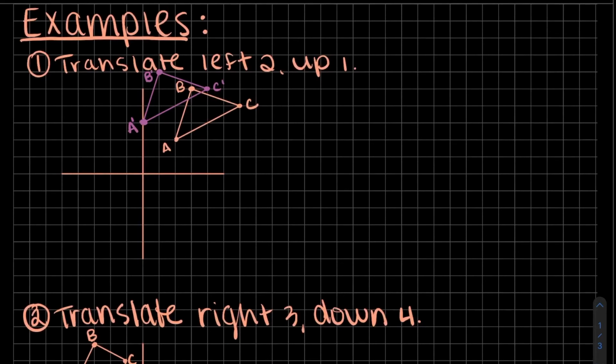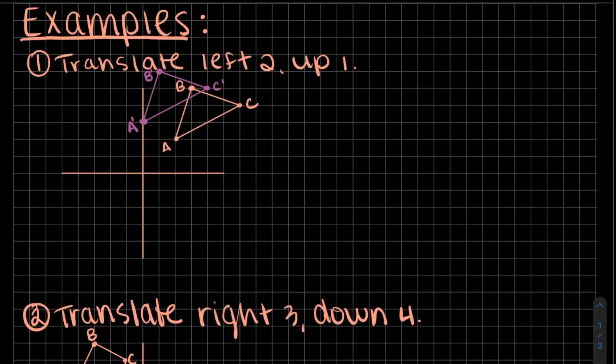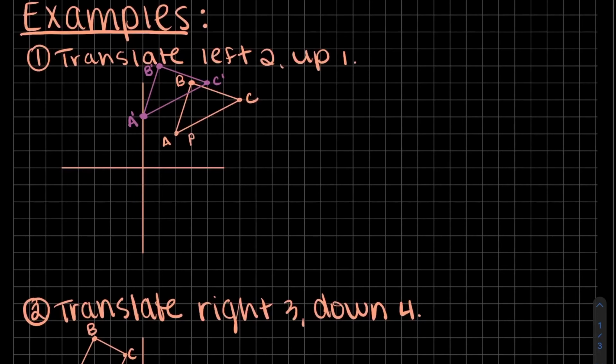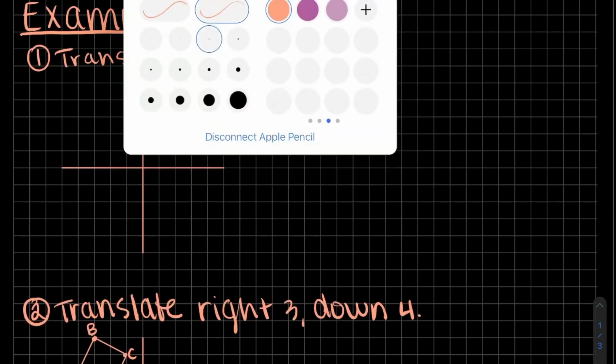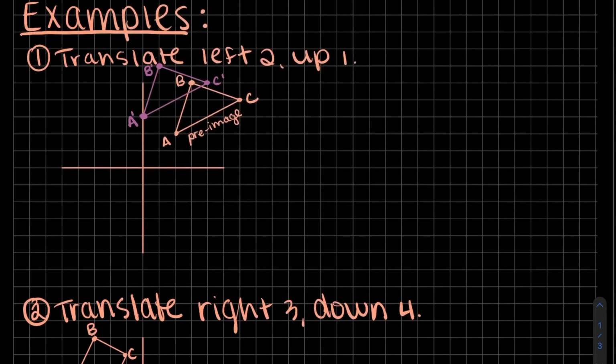So just to recap, we took triangle ABC, which is the little pink one here, as the original, also known as the pre-image, and we translated it left 2 units, up 1, by moving each point left 2 and then up 1. This gave us our new triangle A prime, B prime, C prime. The primes indicate that there was a change or a transformation, in this case a translation, that occurred, and it created the new figure, which is known as the image.